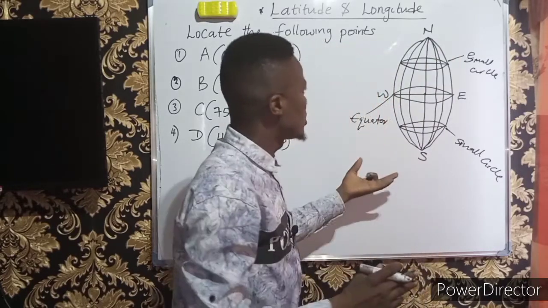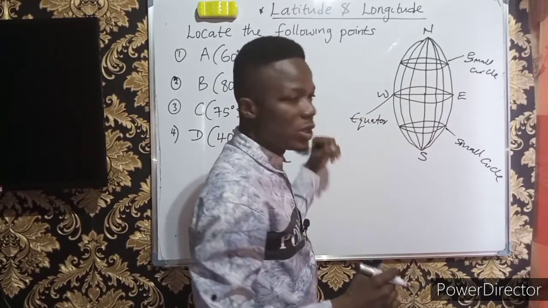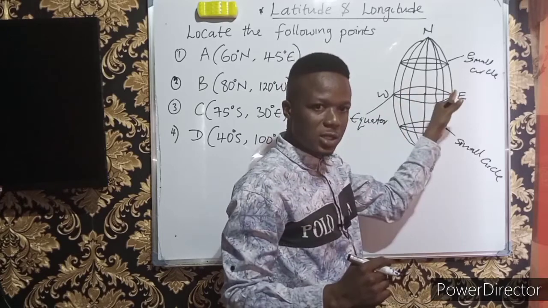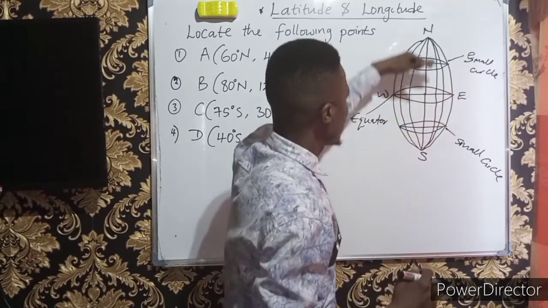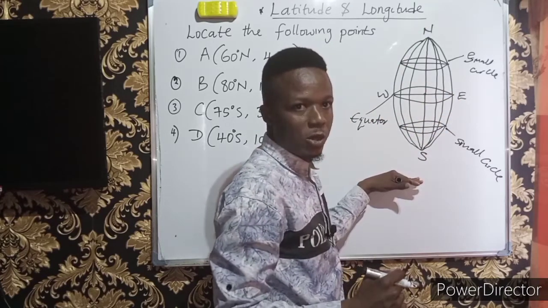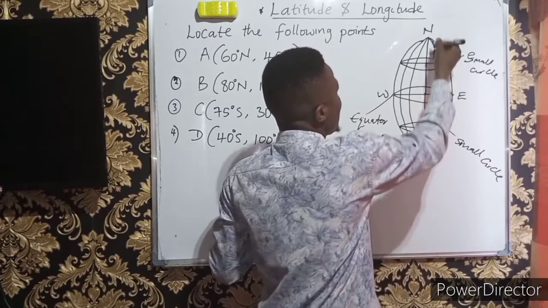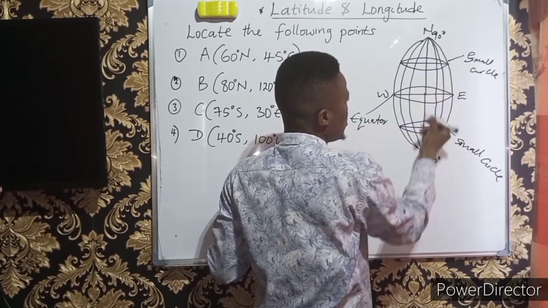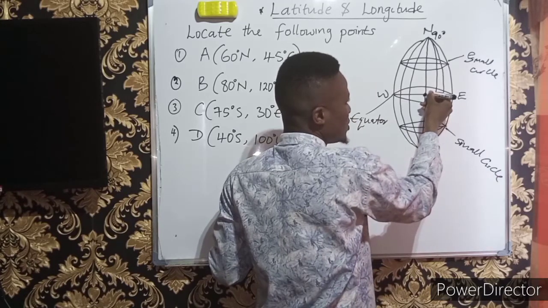Okay, now I've told you what the latitude is all about. A line running from the west to east of the earth, and it is measured north or south. Okay, now here is at 90 degrees. Here is also 90 degrees, the extreme point. So you can measure starting from here, which is 0 degrees.